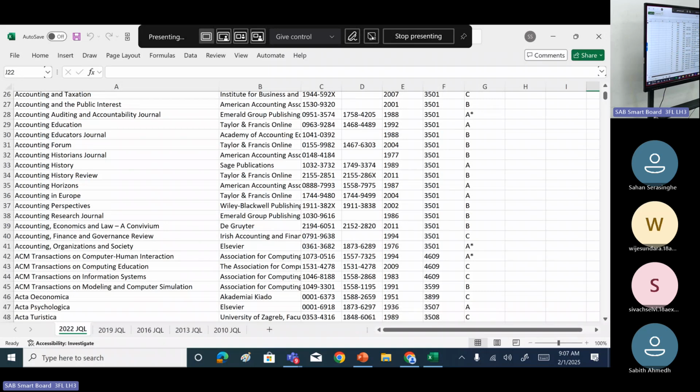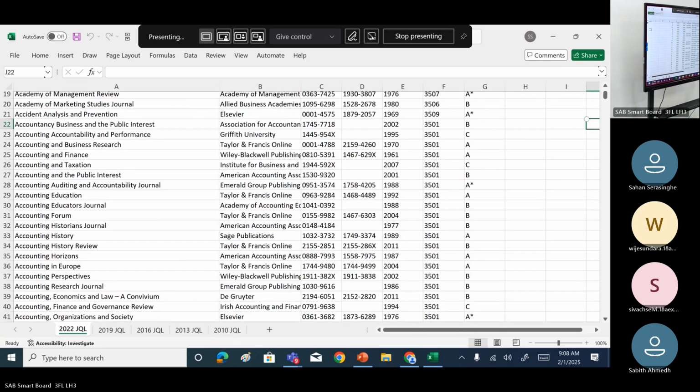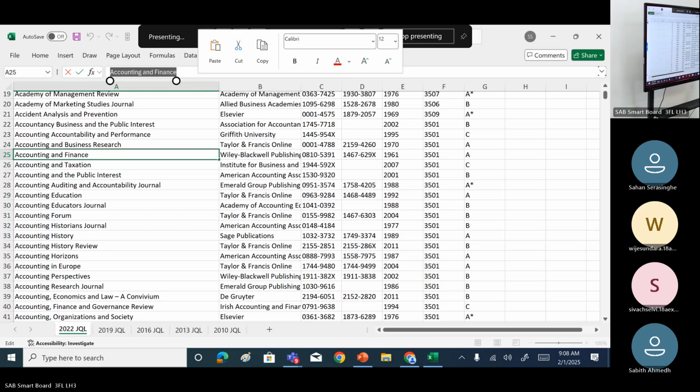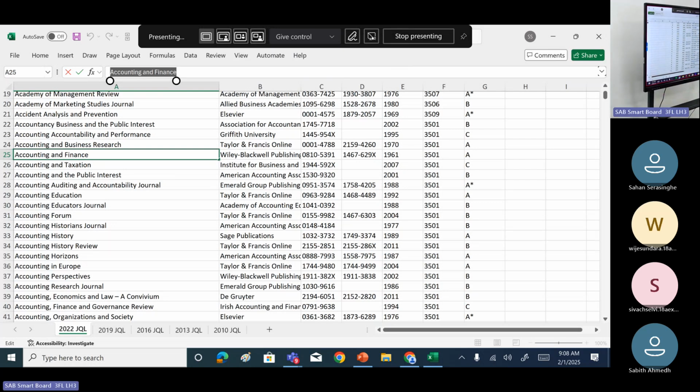I know personally some of the students called me also, asking how we can find the research. Just copy one accounting journal, or else you can type it here also. By looking at this, you can type it here. Accounting and finance.